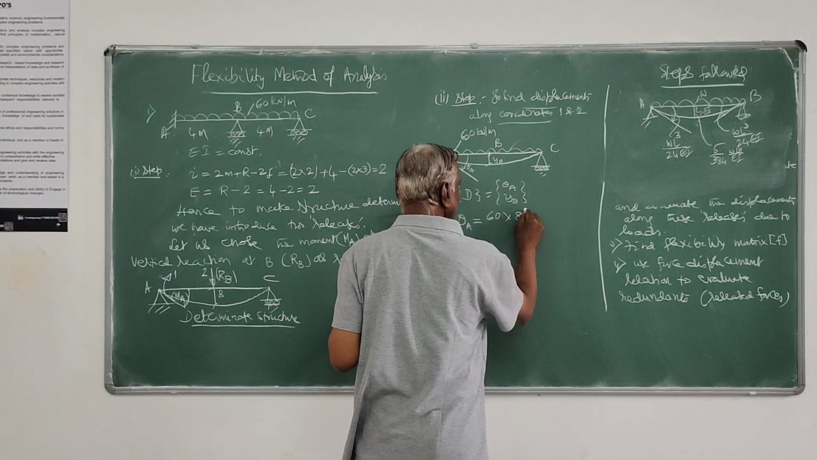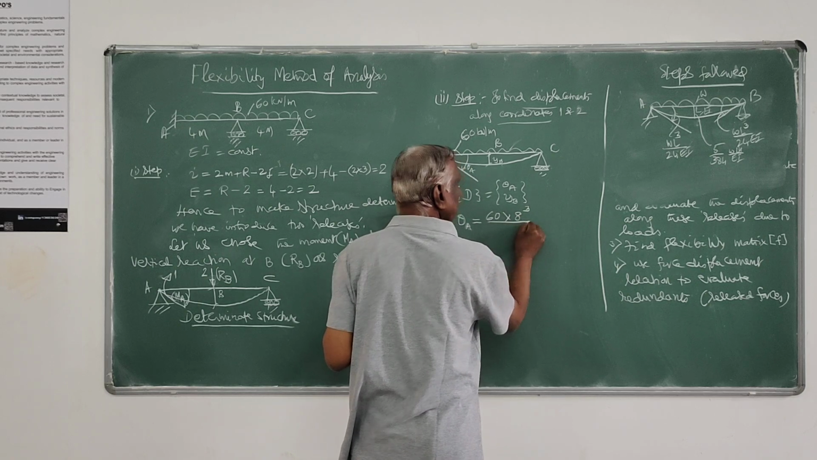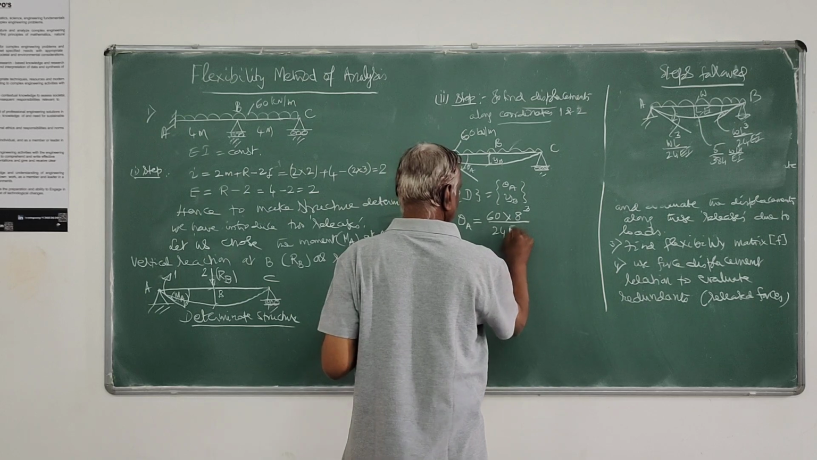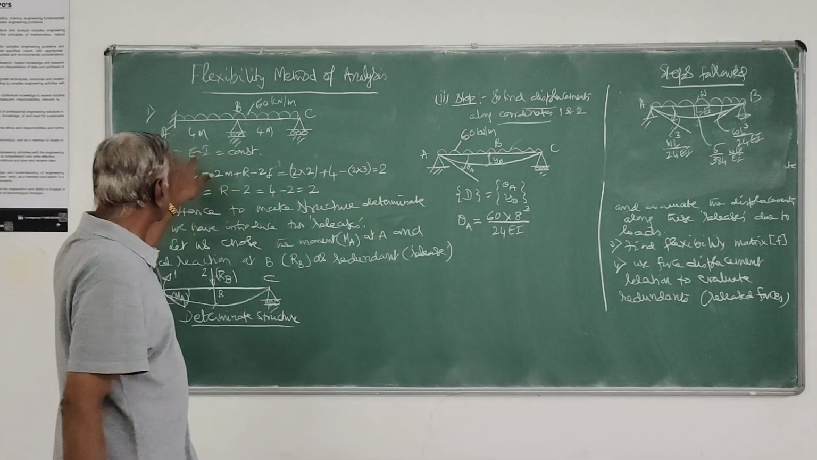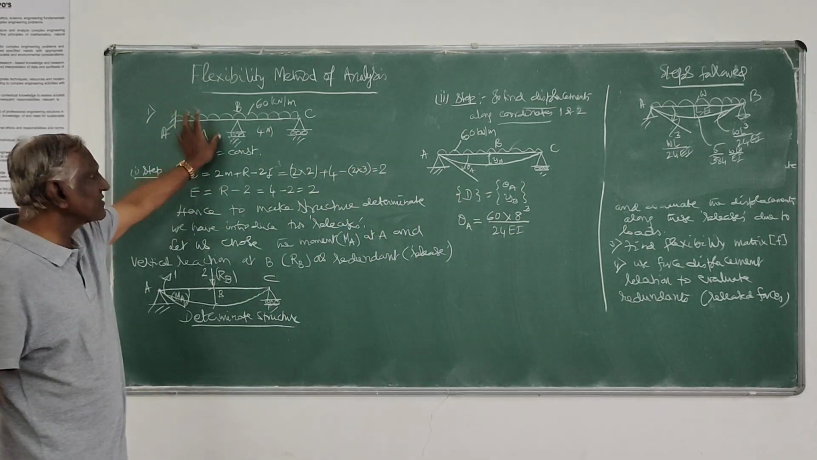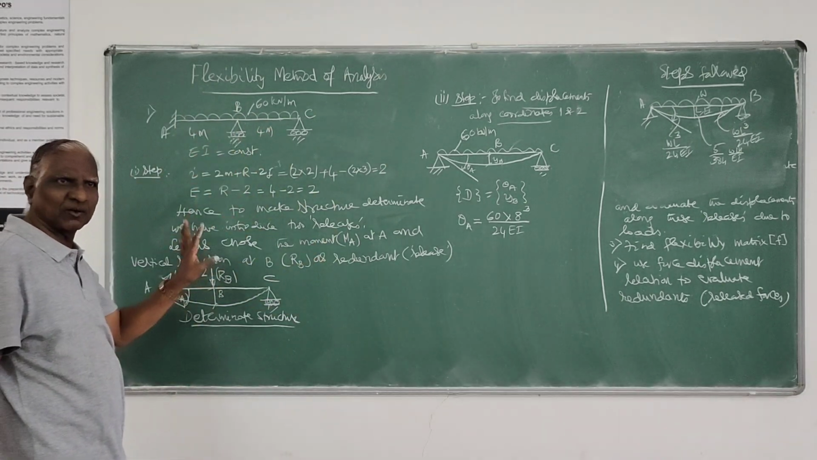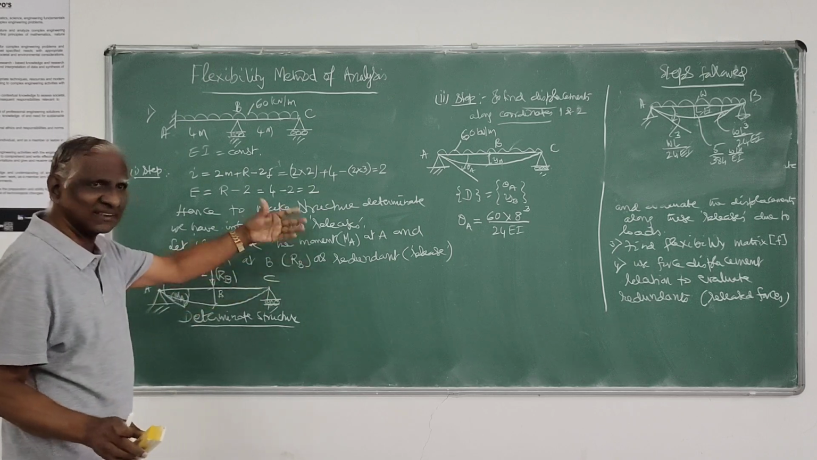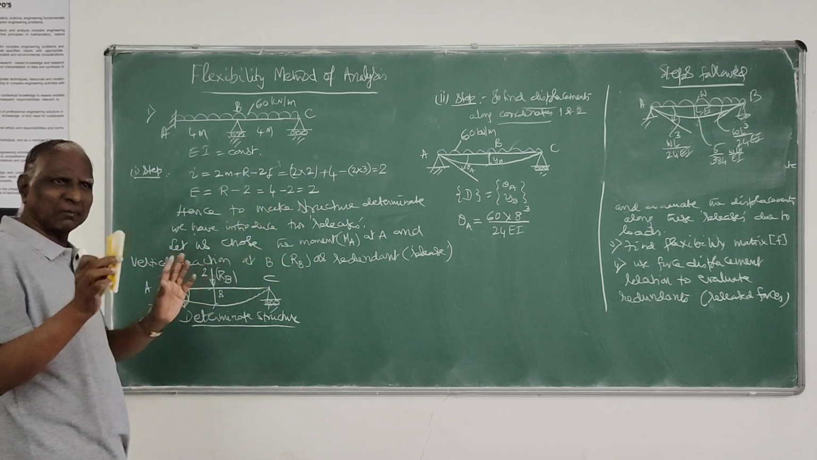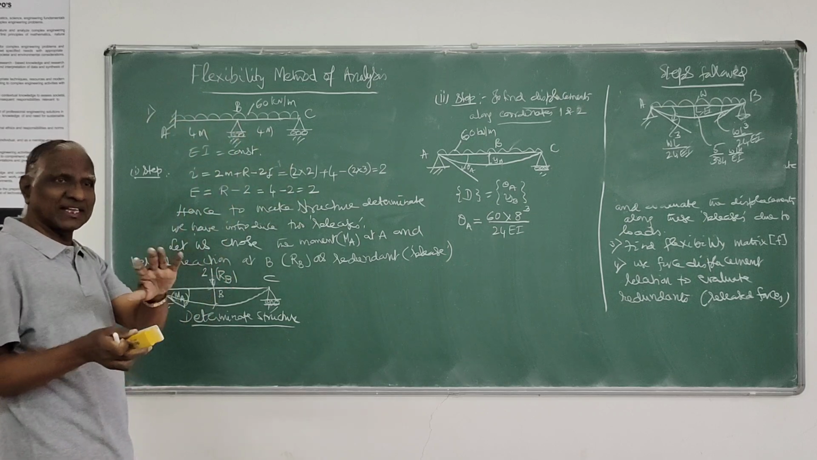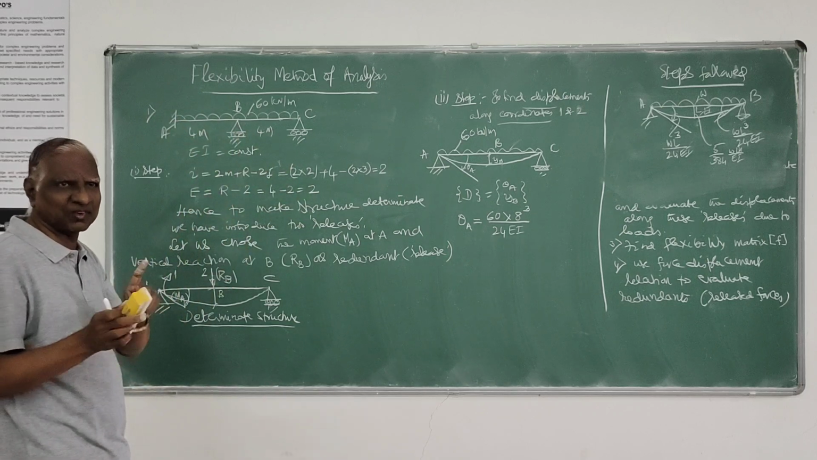That is 60 into 8 cube divided by 24. EI is EI itself. I have taken EI constant here. Suppose if this is 2 EI, then you have to adopt your dummy load method only. There is no other go. I have made the thing simple. I hope problems also will come like that, otherwise you have to waste more time. So there is no point in taking up that problem for working.